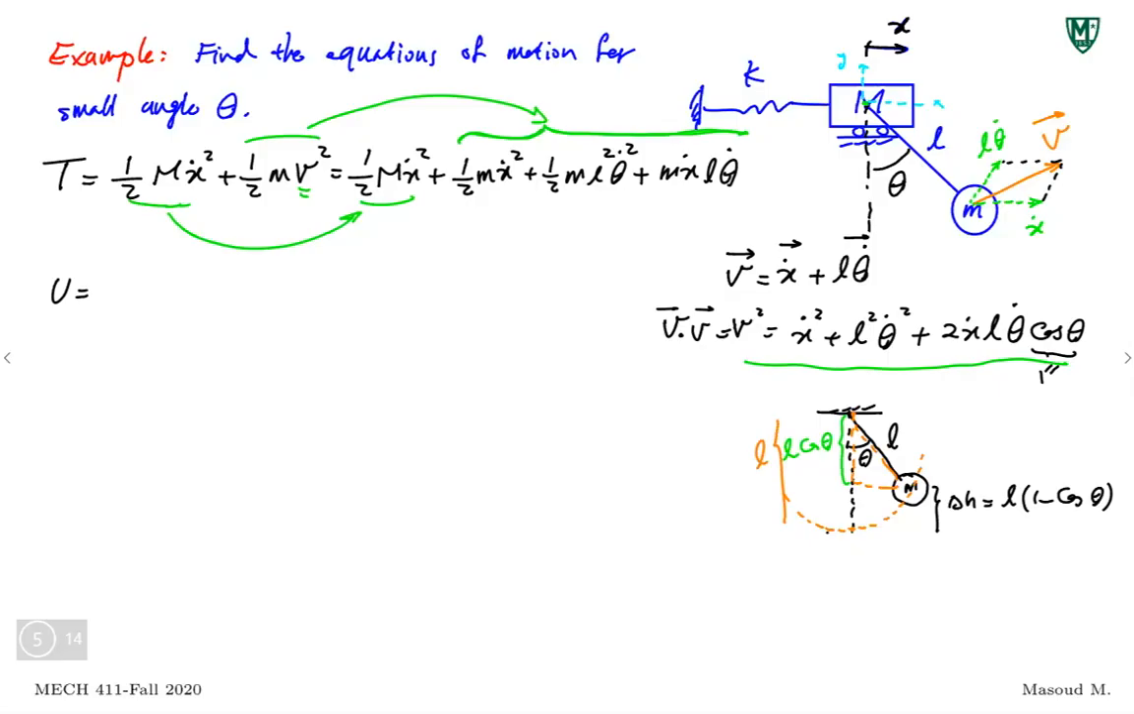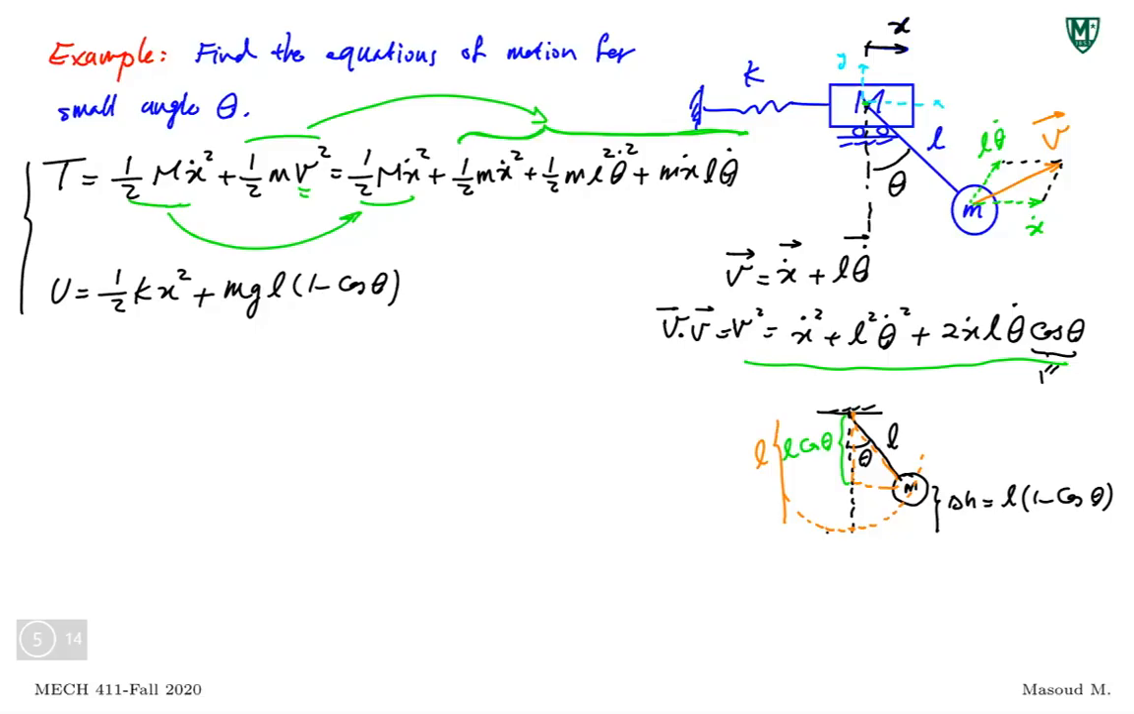And remember, we can't make the assumption of cosine theta equal to 1 here, because if you make the assumption right there, then this becomes 0. So for potential energy, we actually had to go with it and make the assumption later on. So for potential energy, we have a spring. This becomes 1 over 2 k x squared, right? Plus, then we have m g L times 1 minus cosine theta.